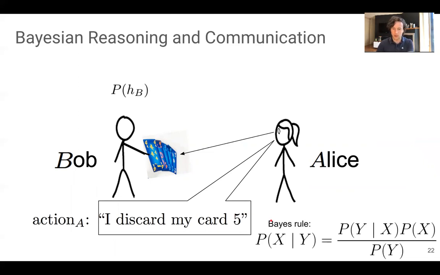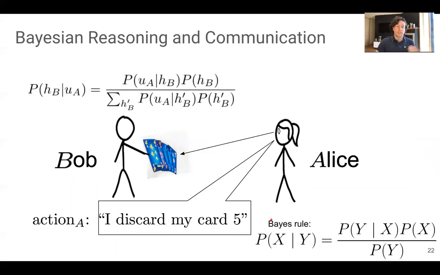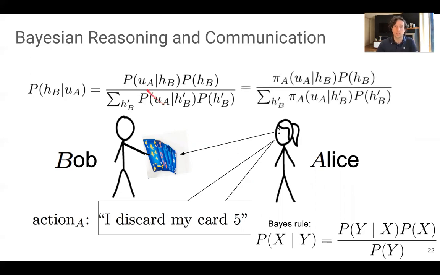So this is P of X given Y, right? So this is now the belief of Bob over his hand, P of hand given the action of Alice, which is nothing but the Bayesian posterior. Note, however, because we're doing centralized training, the probability of the action given the hand is nothing but the policy of Alice in a simplified form here.